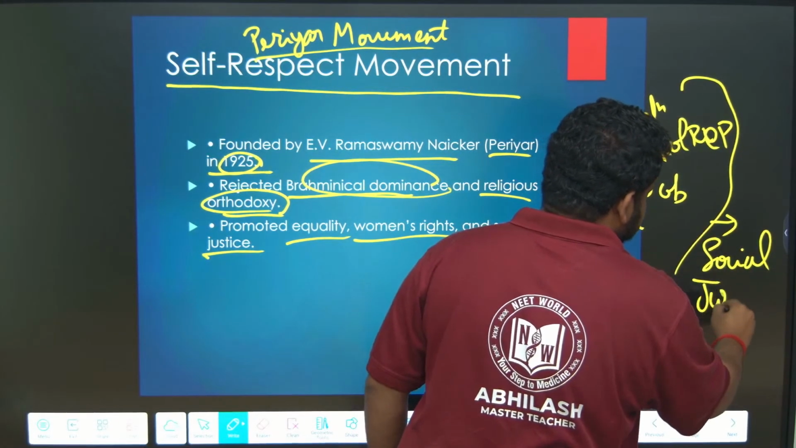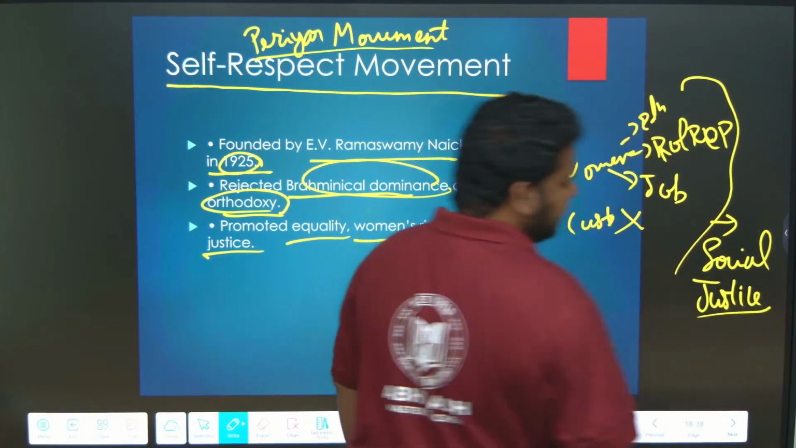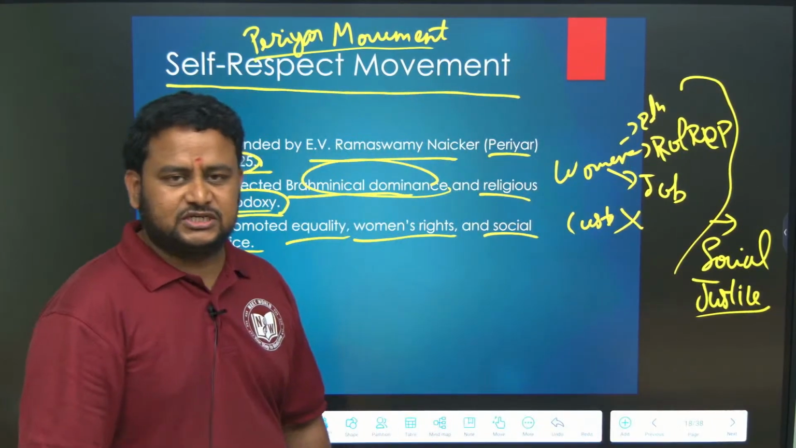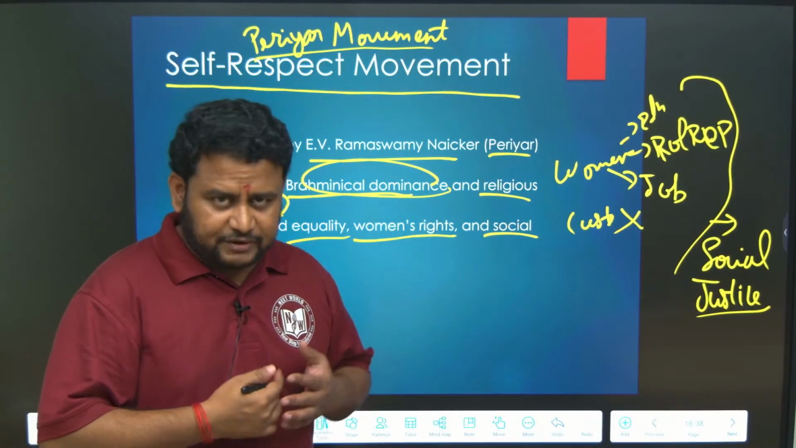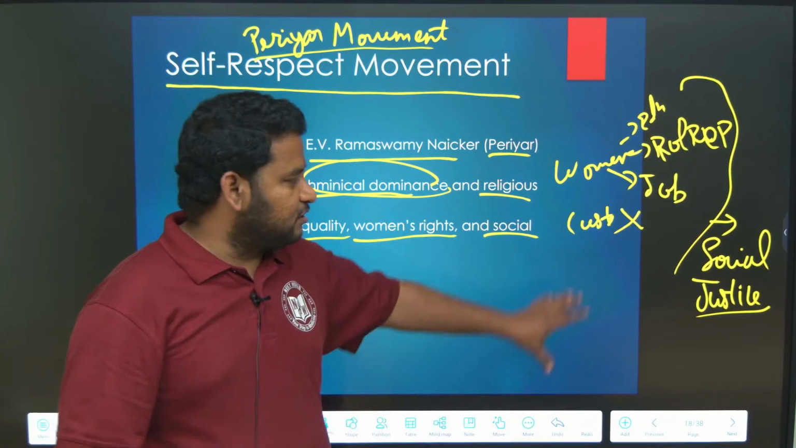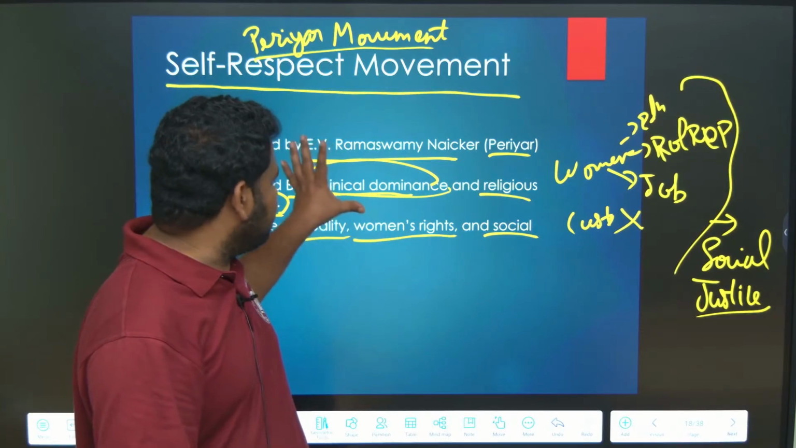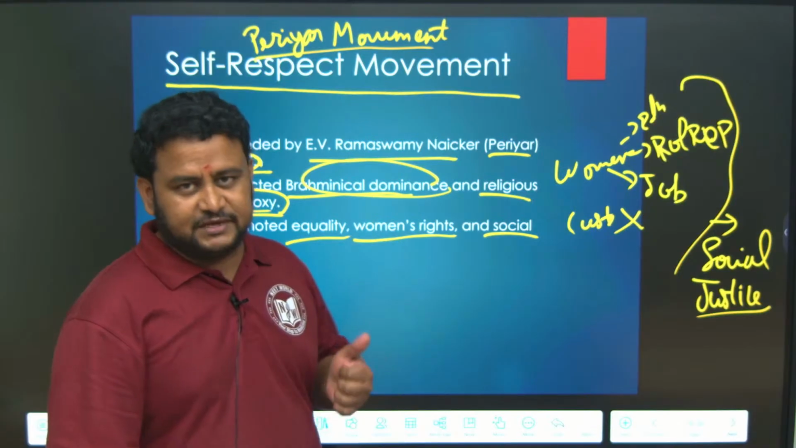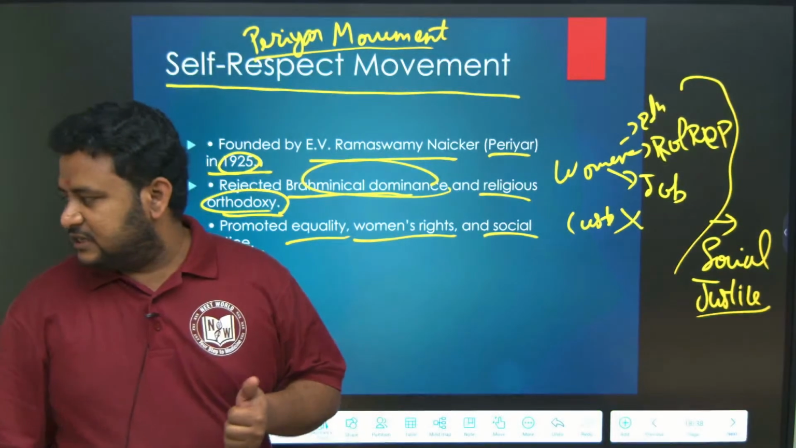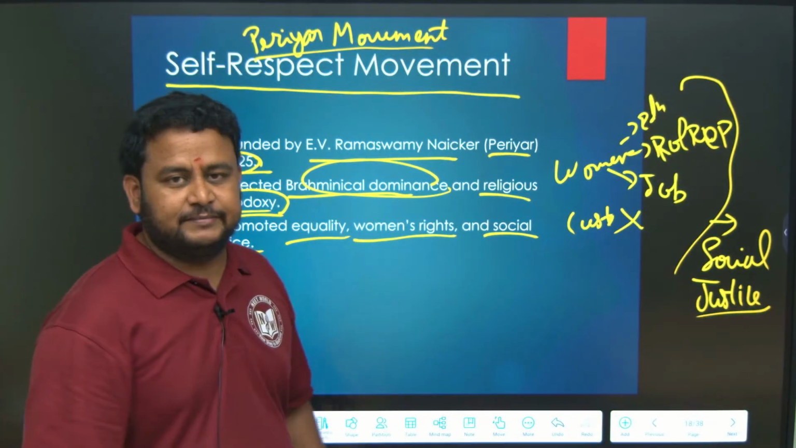Social justice means providing them with health, education, proper nutrition, and economic opportunities. That is the meaning of social justice. So that was the main motto of the self-respect movement, and it was started by E.V. Ramasamy Naikar. In which year? In the year 1925. Please remember this.